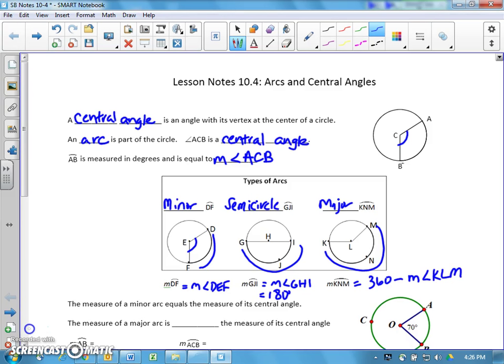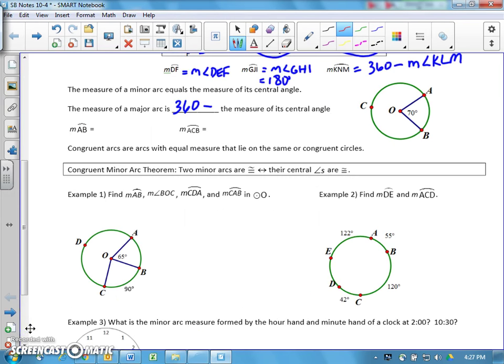The measure of a minor arc is equal to the measure of its central angle. The measure of a major arc is 360 minus the measure of its central angle. Now let's look at our congruent minor arc theorem. This states that two minor arcs are congruent if and only if their central angles are congruent.